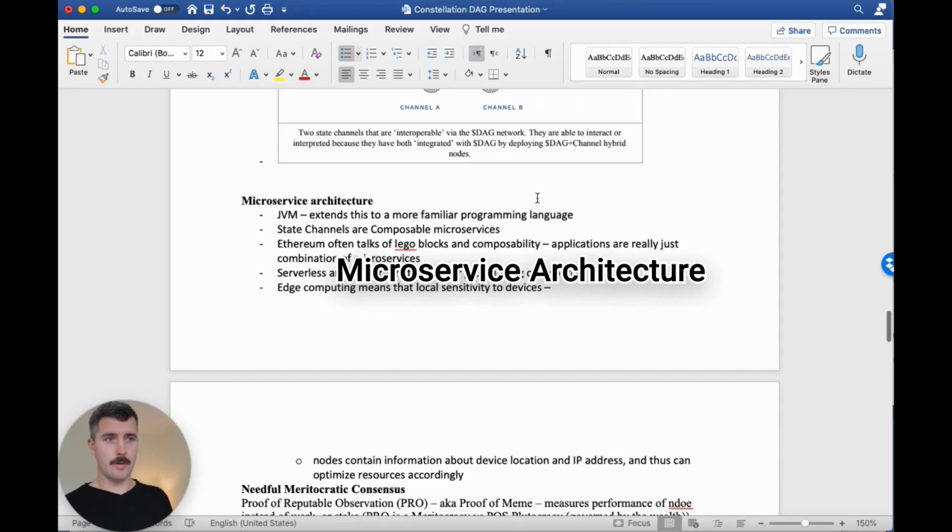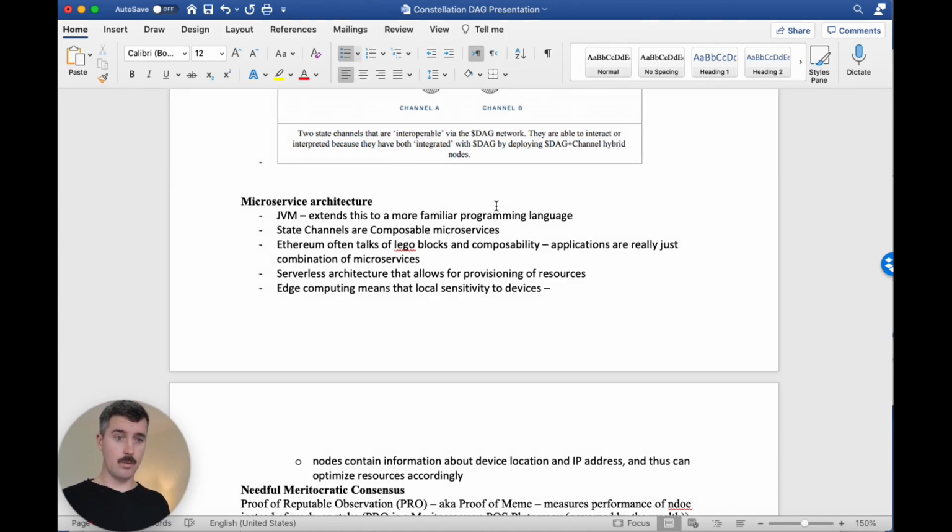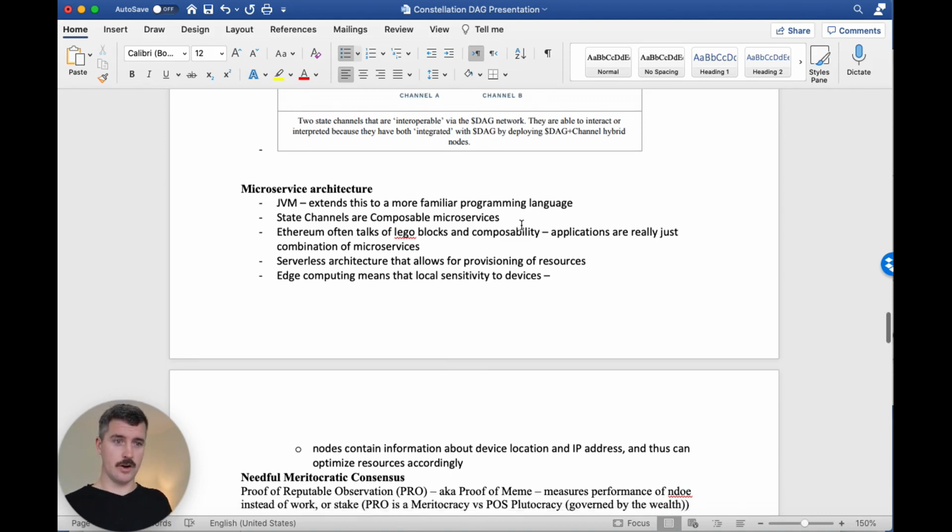Let's talk a bit about its microservice architecture. It uses the Java virtual machine instead of the Ethereum virtual machine. One of the things they point out is that when you're building on Ethereum, you need to learn a special programming language, and that obviously is a bit of a barrier to entry for new developers. Java is more familiar to developers in general, and so that's an advantage for trying to onboard new developers.